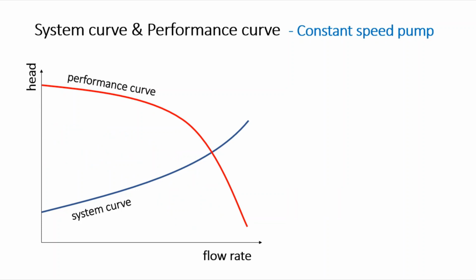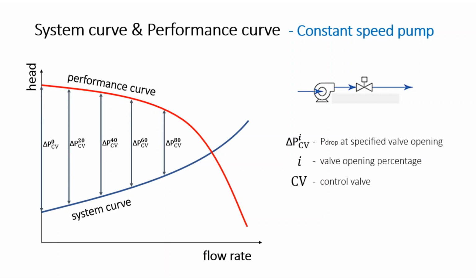In contrast, we are not able to play between different performance curves in constant speed pumps. So we will need to change our system resistance curve. One way to do so is to install a throttling valve right at the pump discharge line. And we then request a valve vendor for provision of a control valve which will deliver the required pressure drop at specified flow rates to remove this discrepancy.